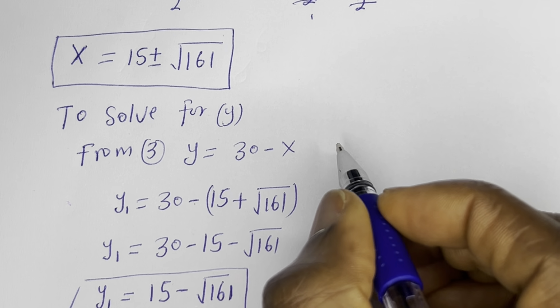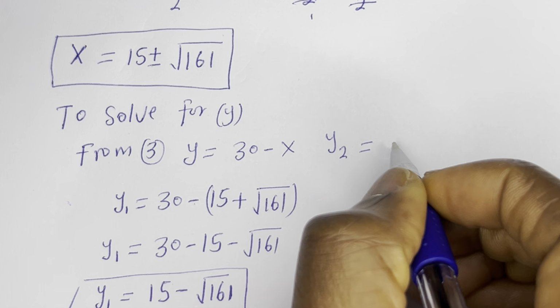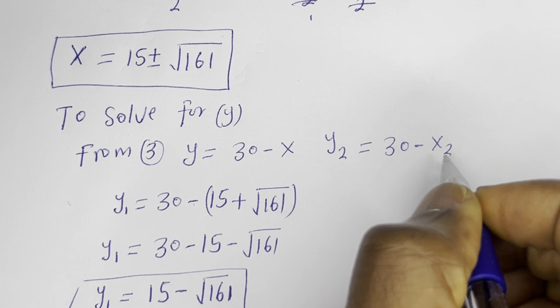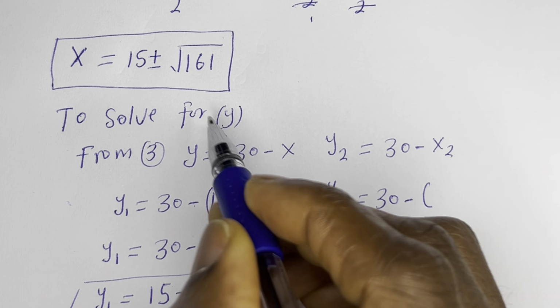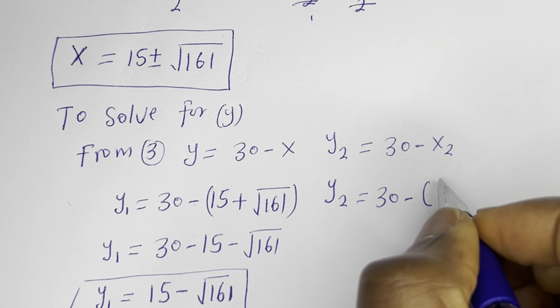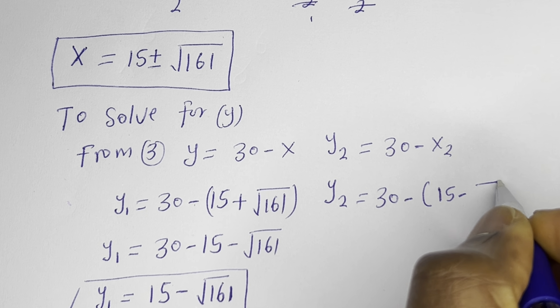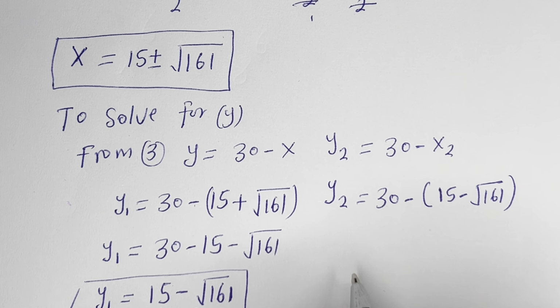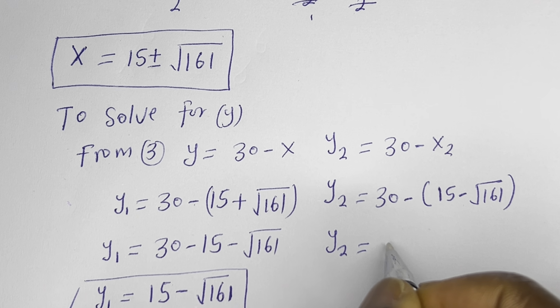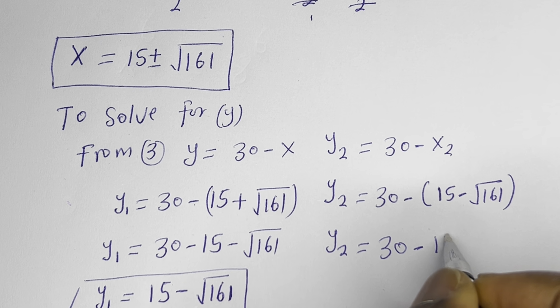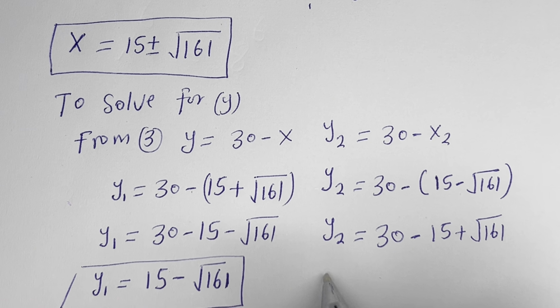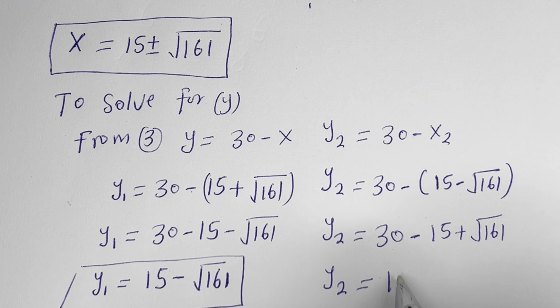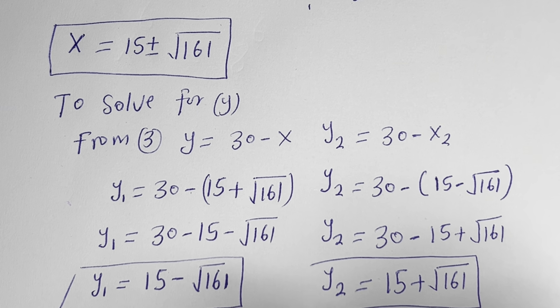Also, y2 is equal to 30 minus x2. y2 is equal to 30 minus x2, which is 15 minus square root of 161. y2 is equal to 30 minus 15 plus square root of 161. y2 is equal to 30 minus 15, this is 15 plus square root of 161. This is the value of y2.